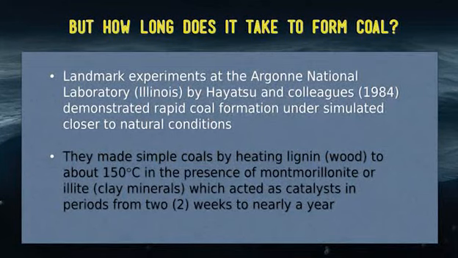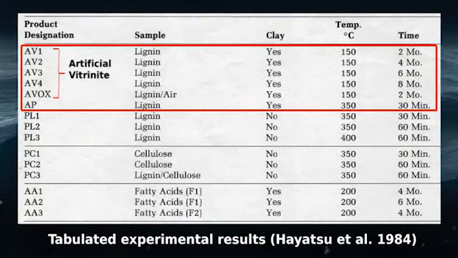So wood with water in the presence of montmorillonite or illite, which are clay minerals. And those clay minerals they found acted like catalysts. And they were able to convert the wood to simple coal in a period from 2 weeks to a year. Here's a table of some of their experiments. 150 degrees experiments from 2 weeks to 8 months, depending on the conditions that they used.